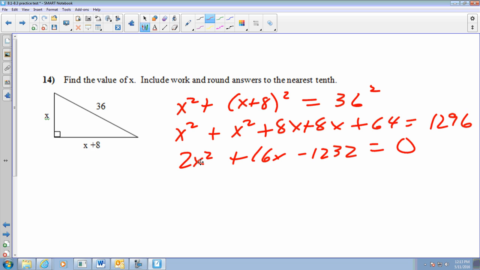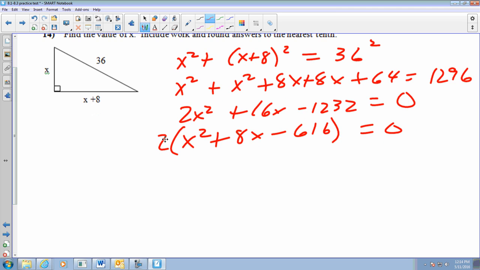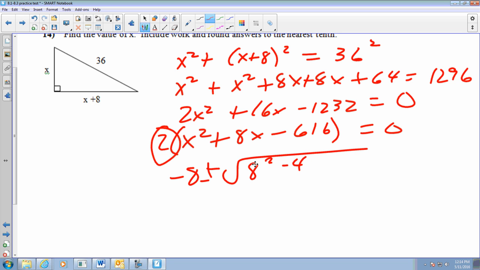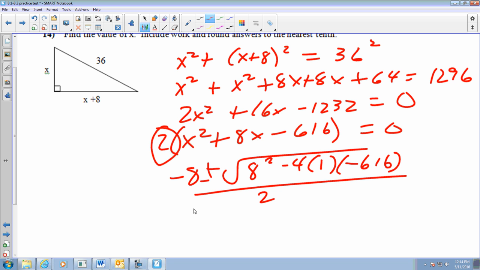And I want to factor out 2 out of everything because the numbers are just too big for me to do. So I'm going to do that, and I get minus 616 equals 0. Then I'm going to plug it into my quadratic formula. And I'm going to leave this 2 out because that doesn't change the values. So I get x equals negative 8 plus or minus the square root of 8 squared minus 4 times 1 times negative 616 all over 2 times 1.